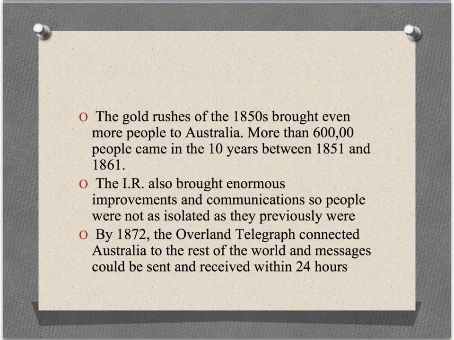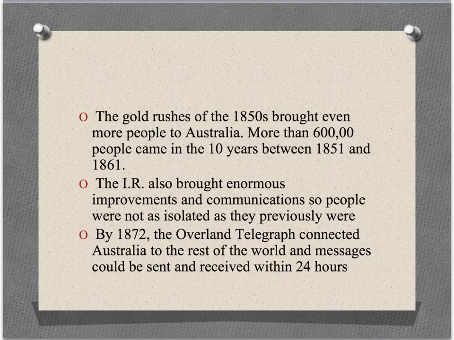There were other reasons aside from the Industrial Revolution that caused people to move to Australia. The gold rushes of the 1850s brought even more people to Australia, and more than 600,000 people came in the 10 years between 1851 and 1861. So particularly when gold was discovered outside of Ballarat, many people, particularly from Britain, America and China, migrated to Australia to find their fortune in the gold fields.